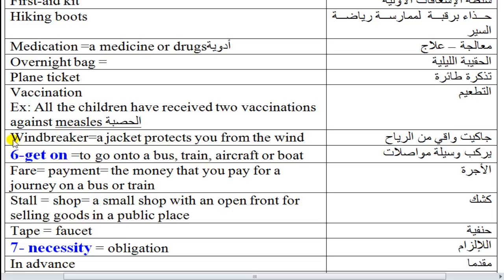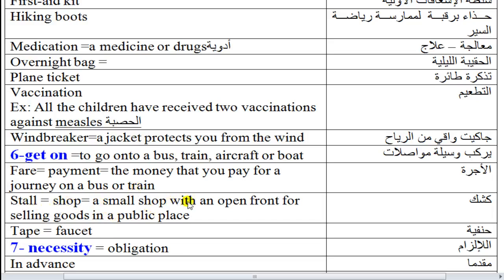Windbreaker. A jacket that protects you from the wind. 6. Get on. Get on, T soft D, get on. To go onto a bus, train, aircraft or boat. Fare, payment. The money that you pay for a journey on a bus or train.